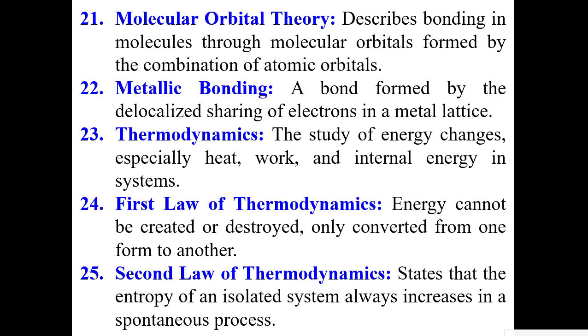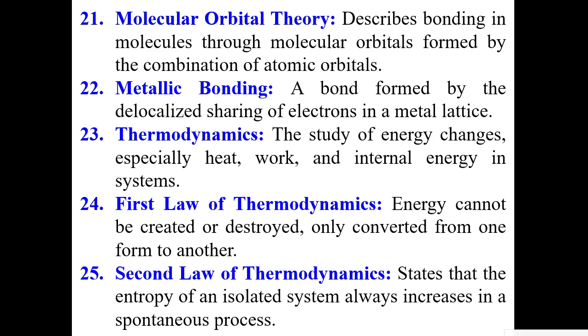Then metallic bonding: a bond formed by the delocalized sharing of electrons in a metal lattice. Metal lattice means at each location a metal atom is located. Lattice points mean that at that location there is one atom, at that location one atom, at this location one atom. Like that, at different locations, different atoms are located. As a whole, it is a lattice.